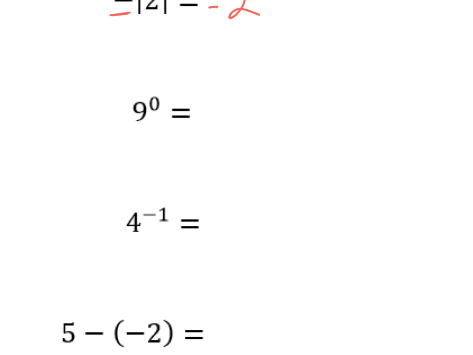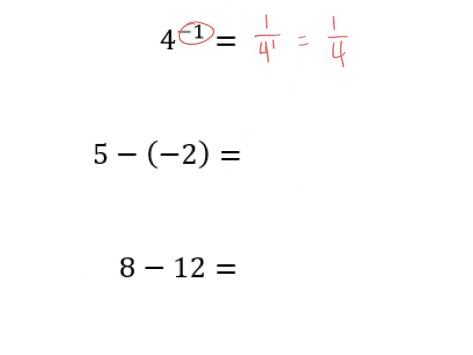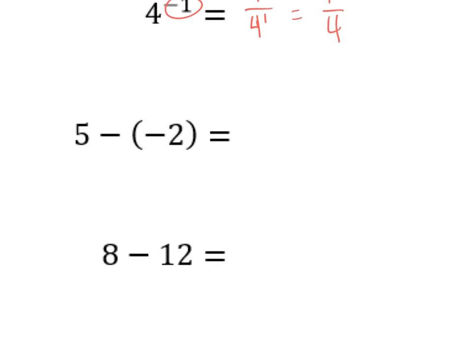Anything to the 0 power is 1. Remember, when you have a negative exponent, you make the numerator 1, move it to the denominator. So you have 1 over 4 to the first power, which is also just equal to 1/4. Down here, we have 5 minus negative 2. I'm going to change it to an addition problem and change my second number to the opposite, or we've heard keep, change, change. So I have 5 plus 2, and that gives us a final answer of 7.